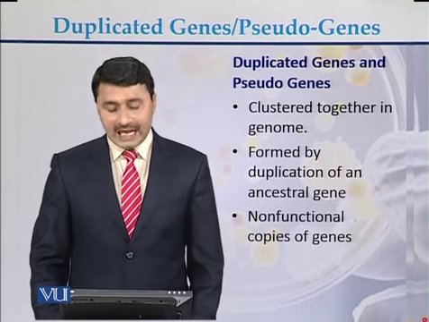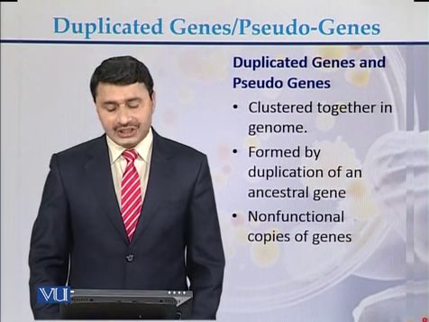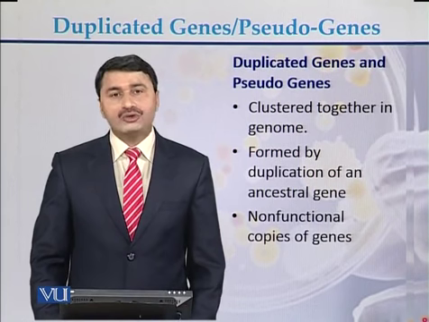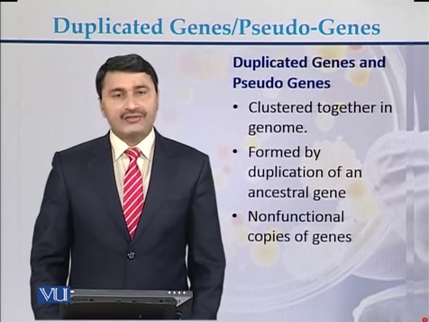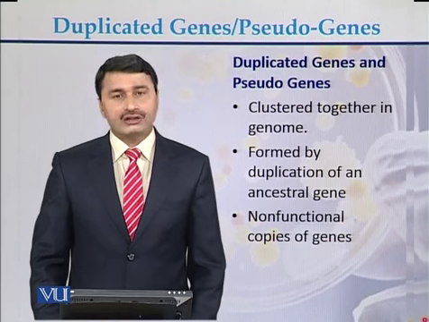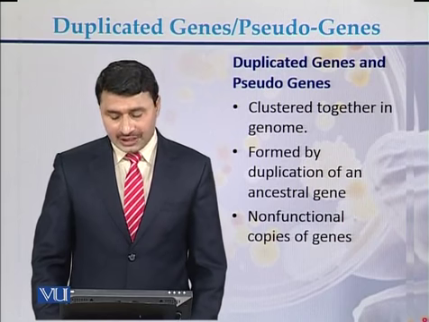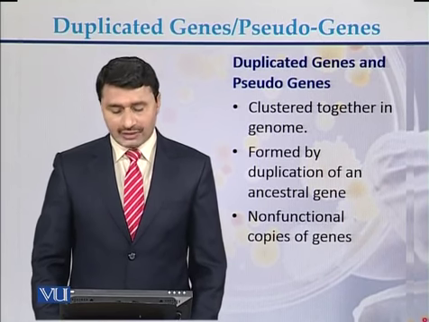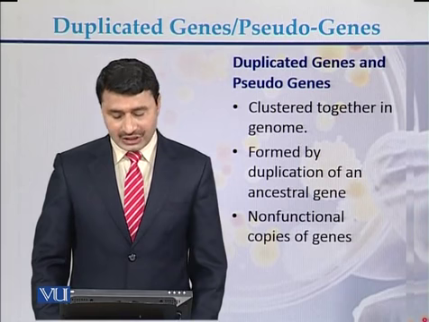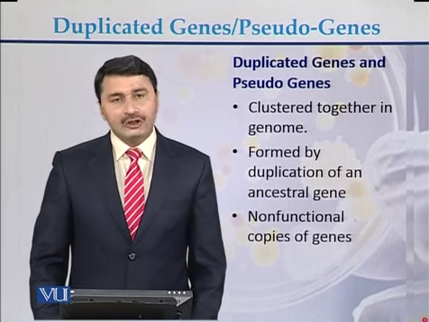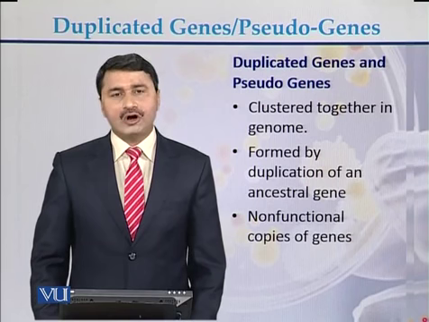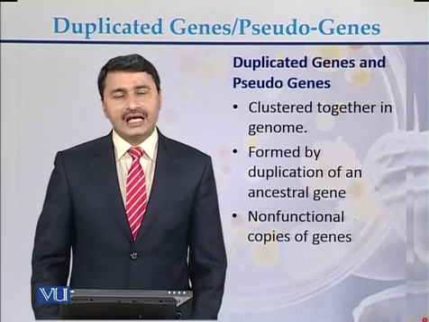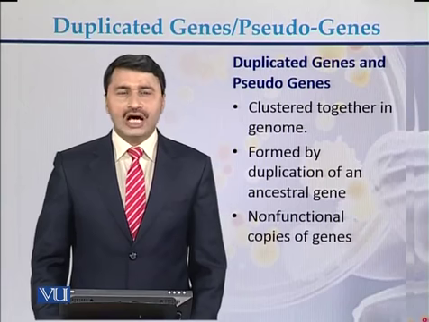So if we conclude what duplicated genes and pseudogenes are, they are clustered together in the genome. They are formed by the duplication of the ancestral gene or the ancestral genome. Most pseudogenes and duplicated genes are non-functional copies. Although in case of duplicated genes there are some copies that are functional, there can be some copies of the gene which are non-functional.